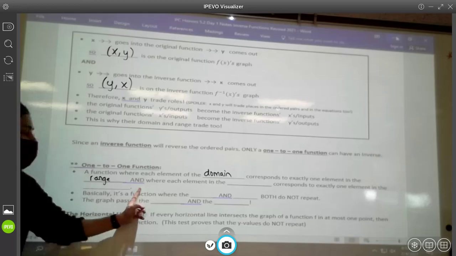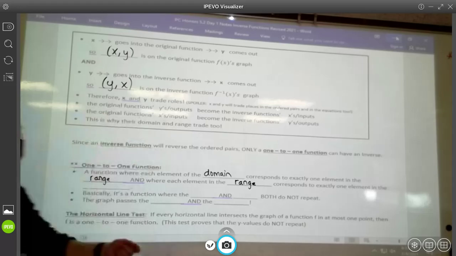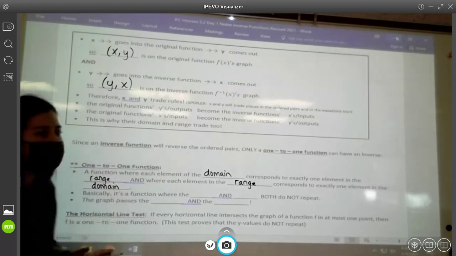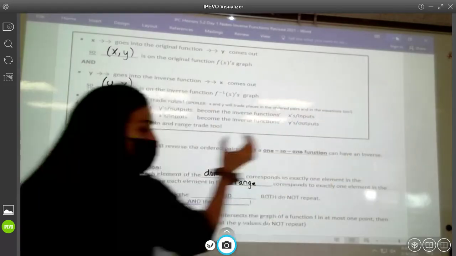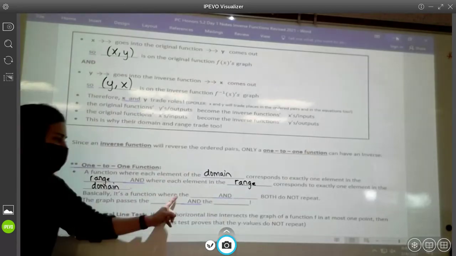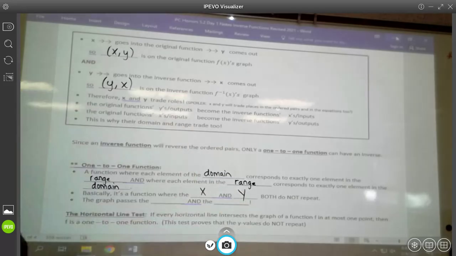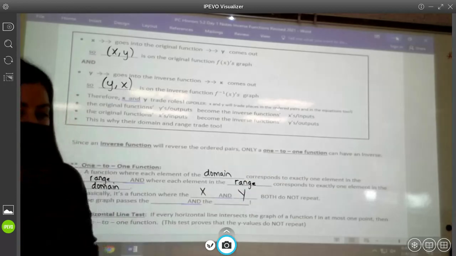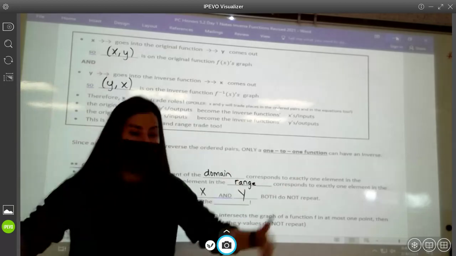And it's a function where each element in the range corresponds to exactly one element in the domain. So basically now it's saying if you were to look at the ordered pairs in reverse, each y value only points to one x value as well. So guys, basically in a nutshell, it's a function where the x and y's both don't repeat. If you are a one-to-one function, then your x's do not repeat and your y's do not repeat. This way, when you start reversing ordered pairs, everything is still acting like a function.